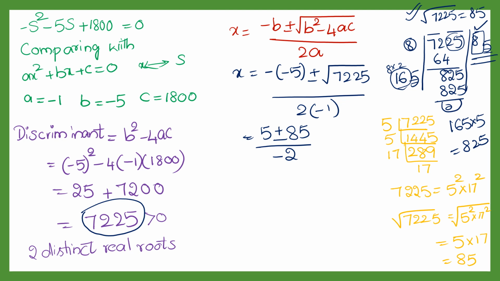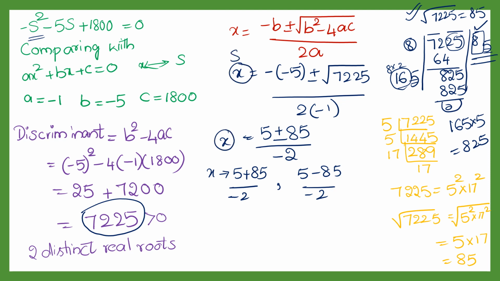Now the roots are, you get 5 plus 85 by minus 2. This is one root. 5 minus 85 by minus 2. Okay. Here you have variable is s. So here instead of x we should write s.